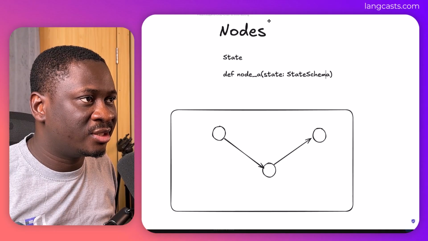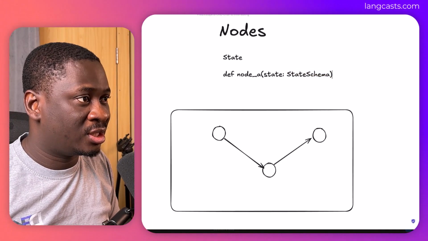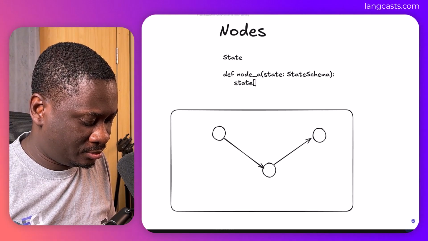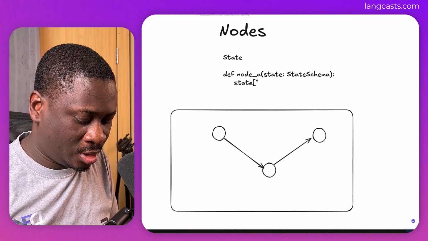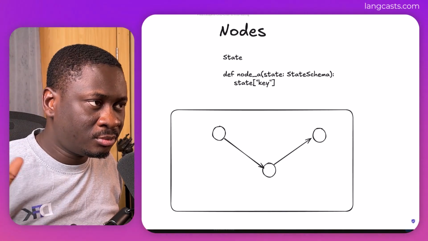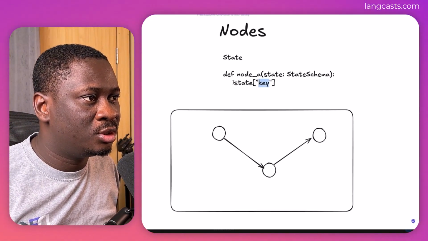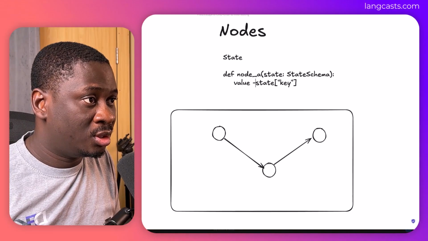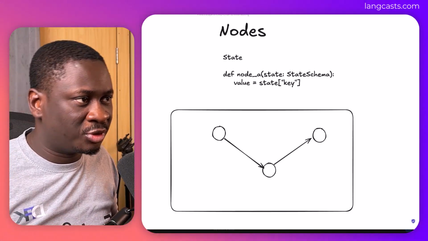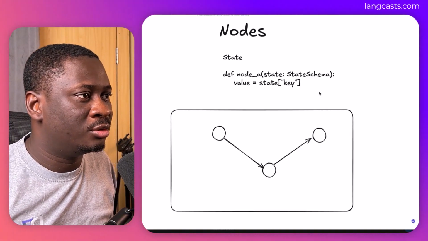You can access state variables by saying state and key. So whatever key your state variable is, you can use it to access the state value inside your node. And you can use that for any sort of processing that you want to do inside the node. So this is basically how you read state.